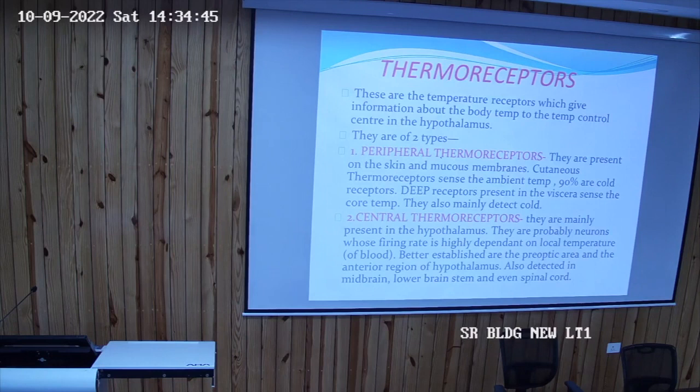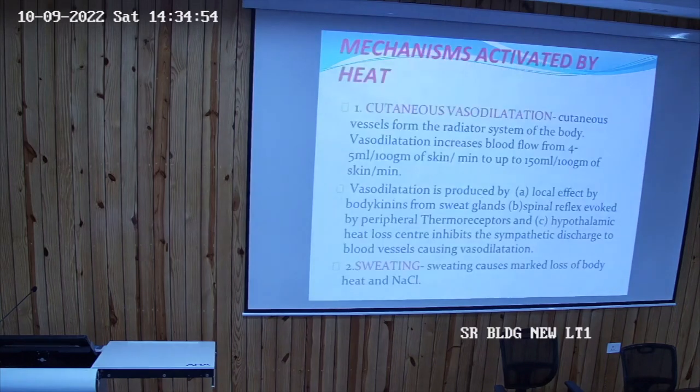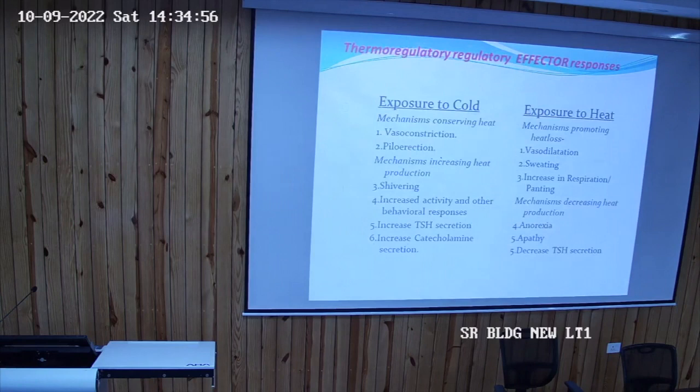Better established are the preoptic area and the anterior region of the hypothalamus, also detected in the midbrain, brain stem, and even the spinal cord. Thermoregulatory effector response: what happens during cold and what happens during hot?